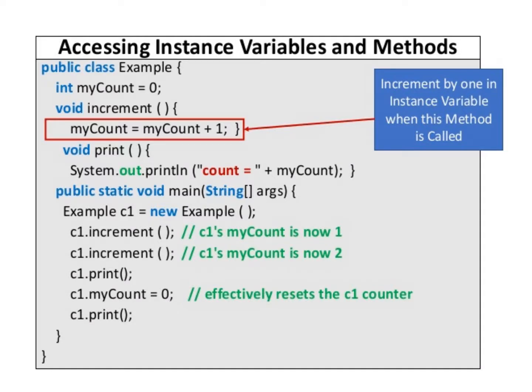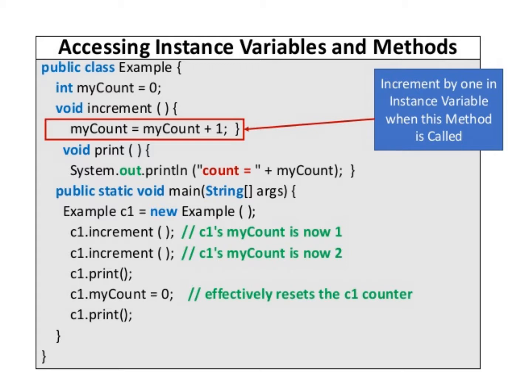Assessing instance variables and methods. Here, example is the name of the class. myCount is the instance variable. increment is the instance method here. print is the instance method, as all these three members are not preceded by the static keyword. main is here a static method because it is preceded by the keyword static.